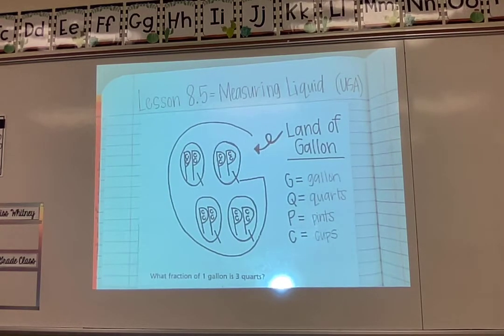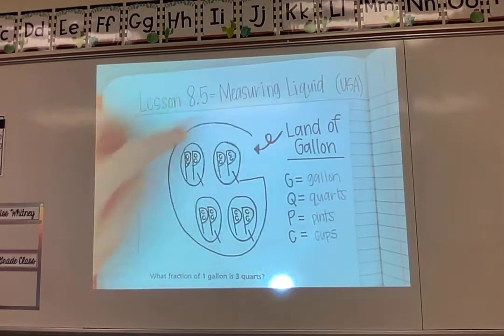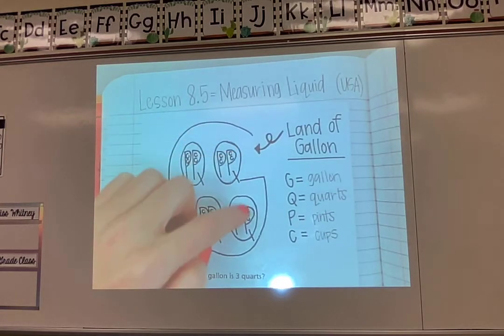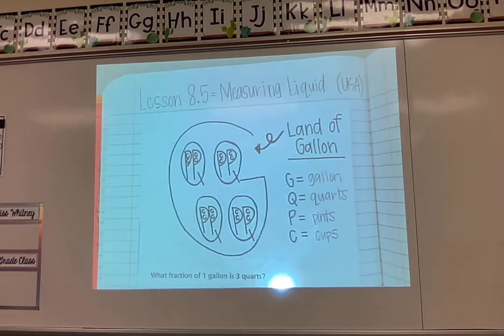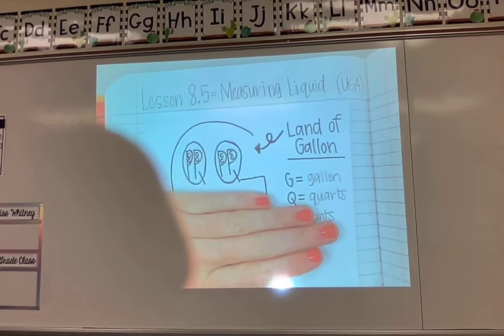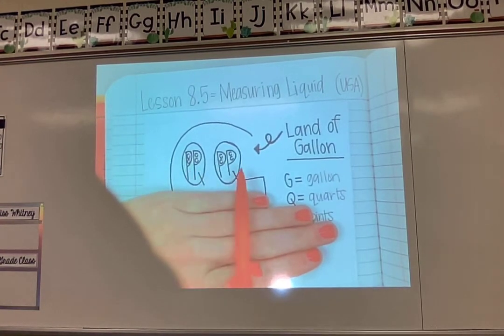Or I could go even bigger and say, how many cups are in a gallon? Well, the gallon is the whole thing. So 1, 2, 3, 4, 5, 6, 7, 8, 9, 10, 11, 12, 13, 14, 15, 16 cups in a whole gallon. Okay? Or I might ask questions like, how many quarts are in half a gallon? So I would cover up half of my gallon. How many quarts are in half? That would be 1, 2.